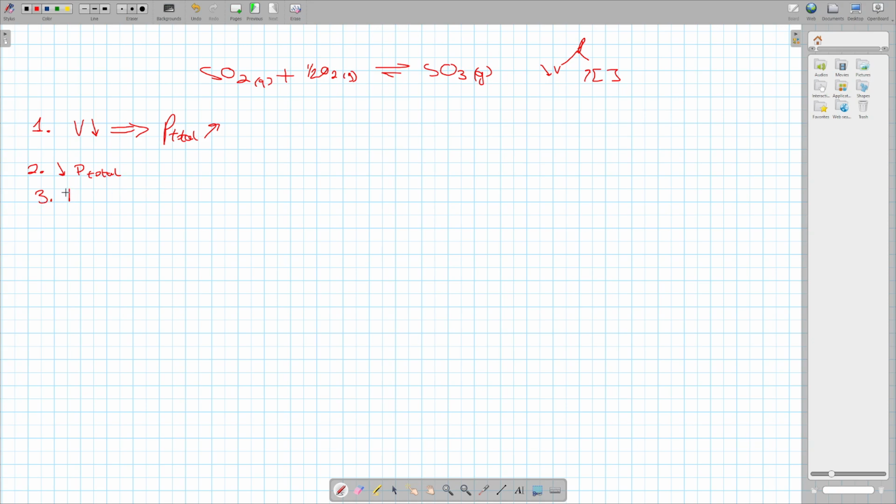You have to shift, the reaction shifts to the less gaseous moles. In this case, which one has less gaseous moles? The left side has 1.5, so 1.5 moles. The right side has 1. Which one is less? SO3. So where's it going to shift? In this case, it shifts forward.